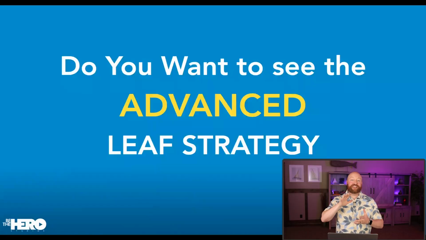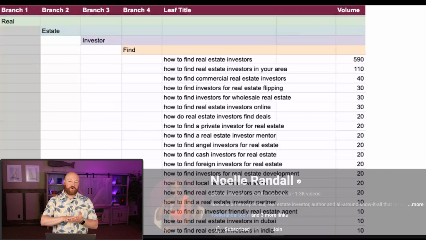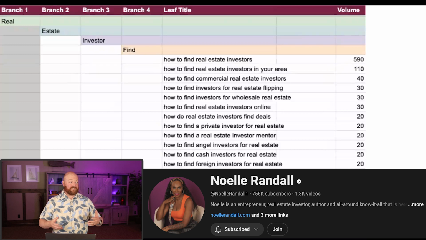Okay, now you've seen the 5 ingredient strategy. Do you want to know the advanced leaf strategy? Okay, take a look at this. Now, don't let me overwhelm you with the spreadsheet here. We're looking at keyword research I did for Noelle Randall. She's a real estate investor and she coaches other people how to be successful in real estate.